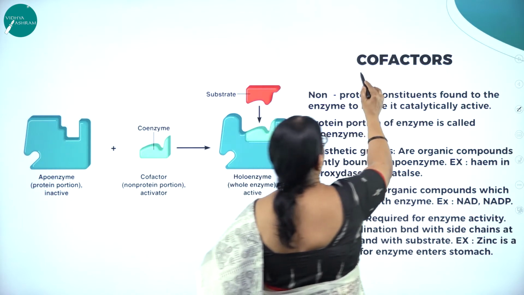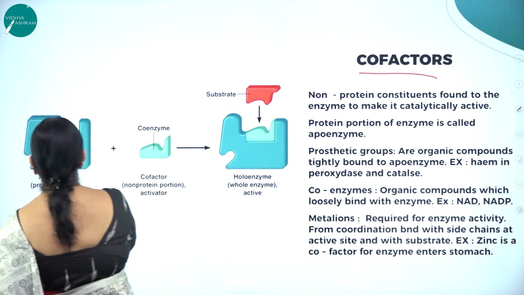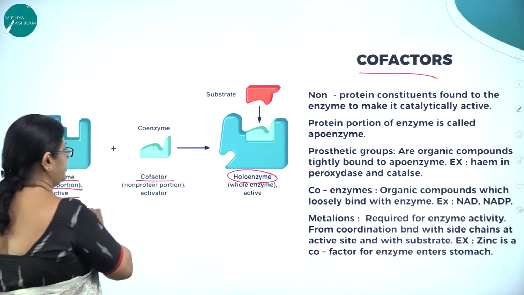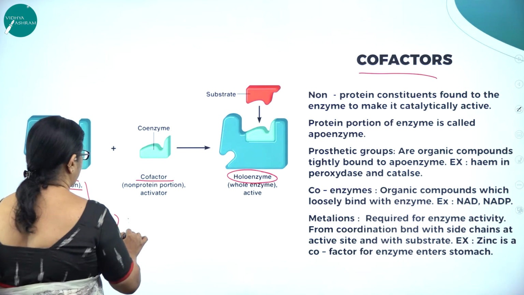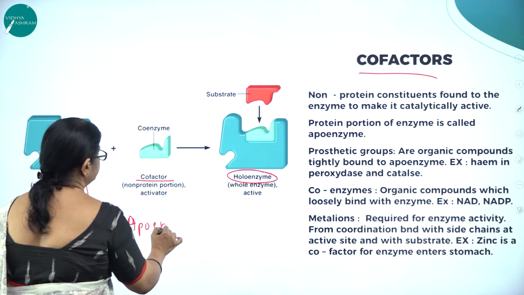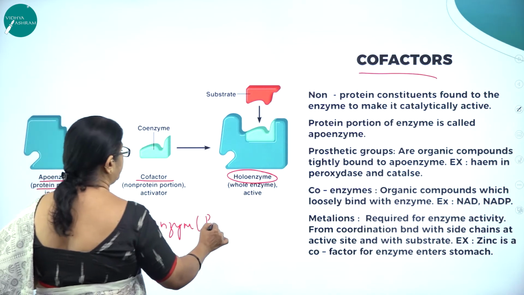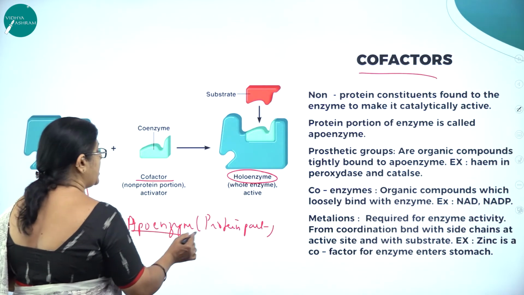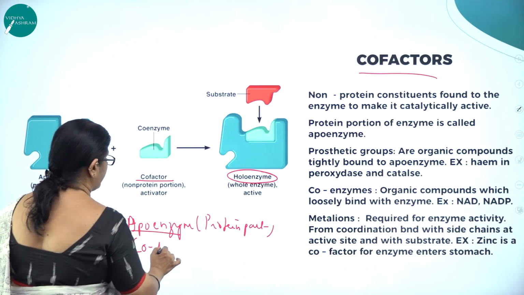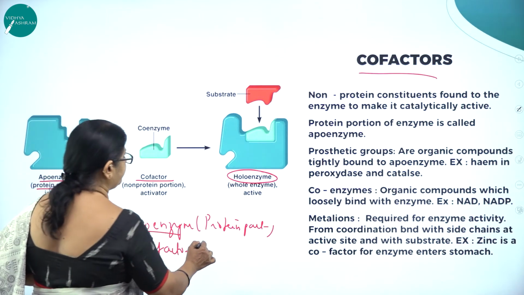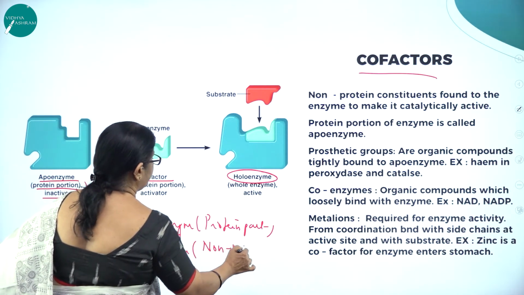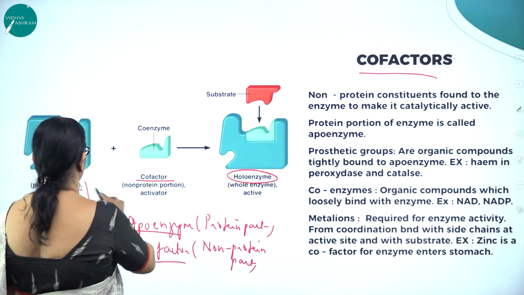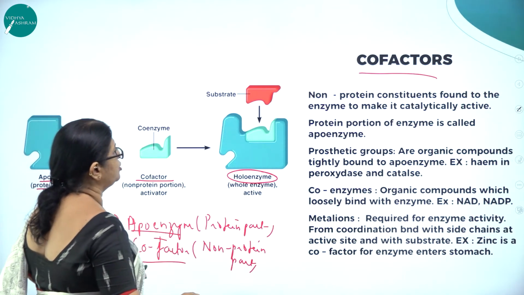Then moving on to the cofactors. Here you can see apoenzyme and cofactor together form holoenzyme. The protein portion is called apoenzyme. So it is the protein part. The protein part of an enzyme is called apoenzyme and the non-protein part is called cofactor. So apoenzyme plus cofactor form a holoenzyme.